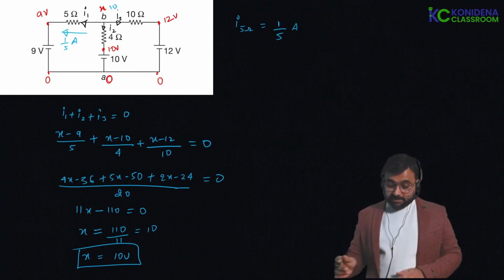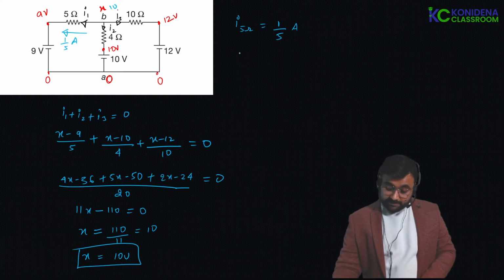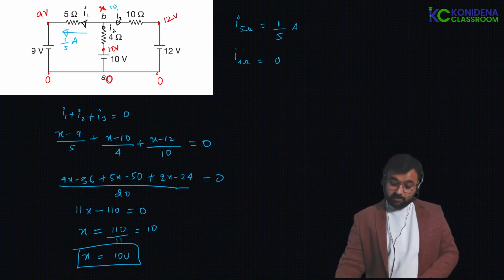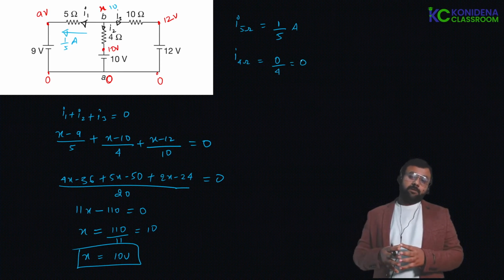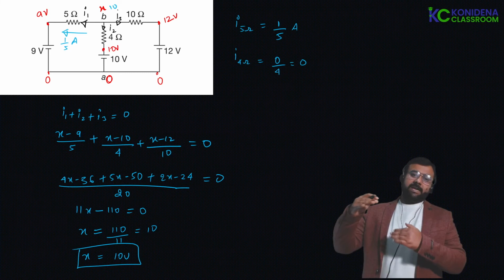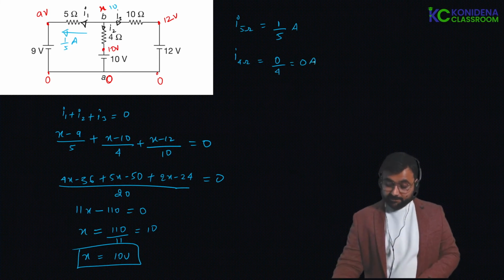If you talk about the current in the 4 ohm, the current in the 4 ohm will be 10 minus 10, which is 0, by 4, that is 0. That means across the 4 ohm, potential drop is not there. Both ends are at the same potential, so current will not flow through that. So this is 0 ampere, right?